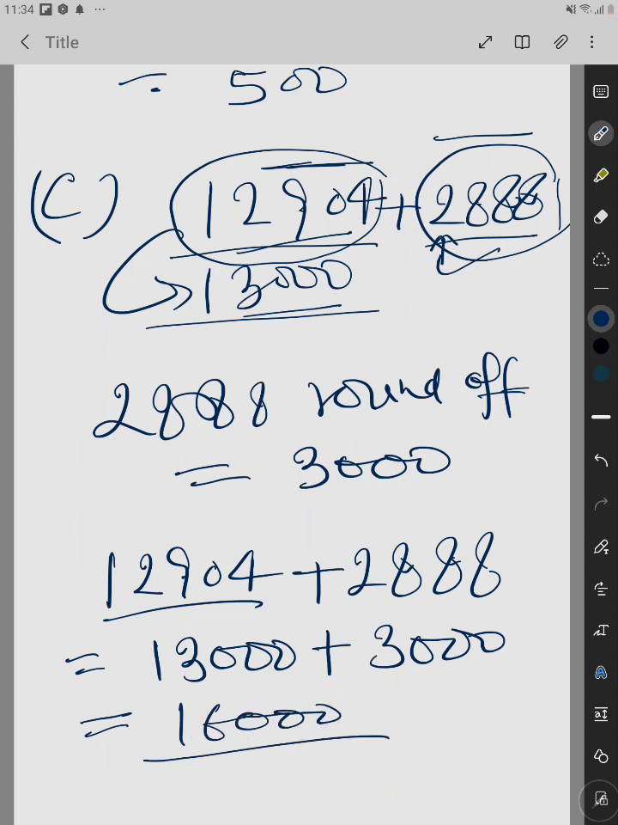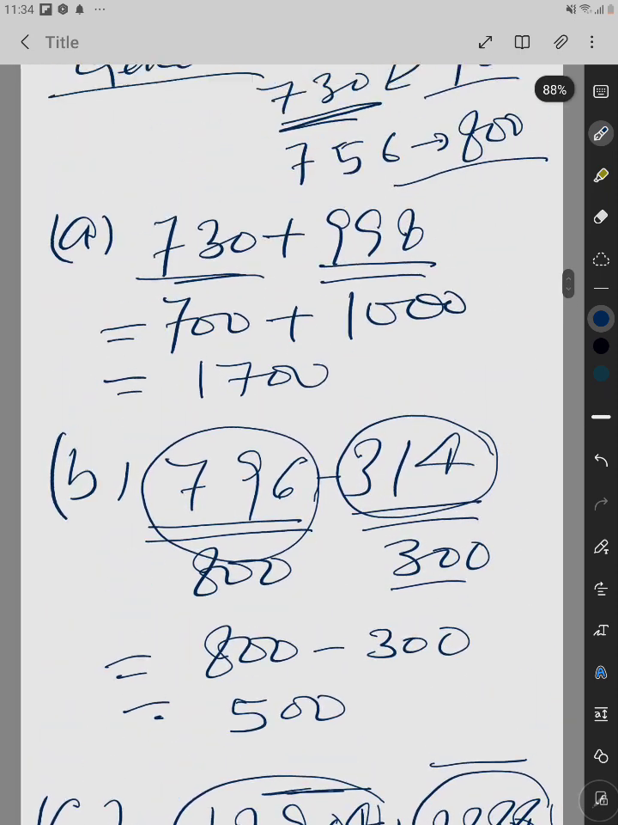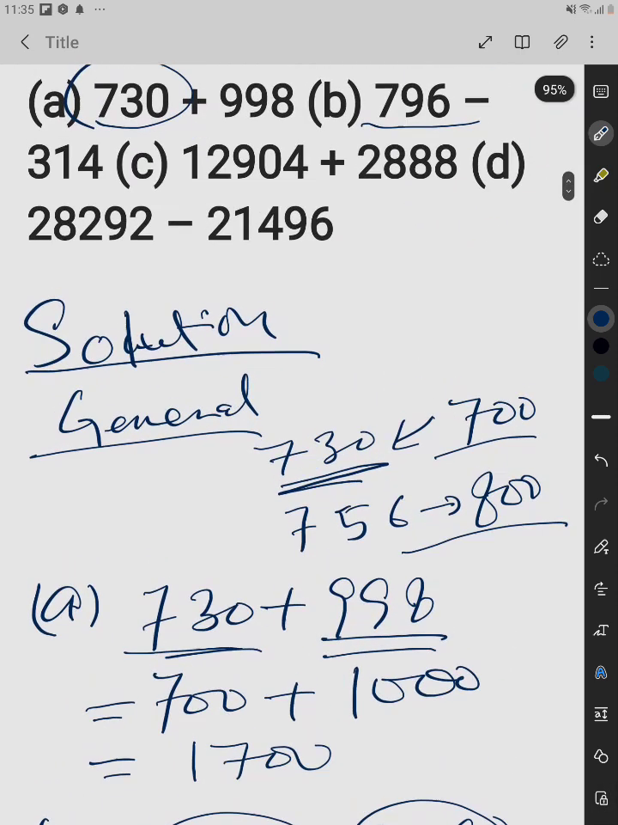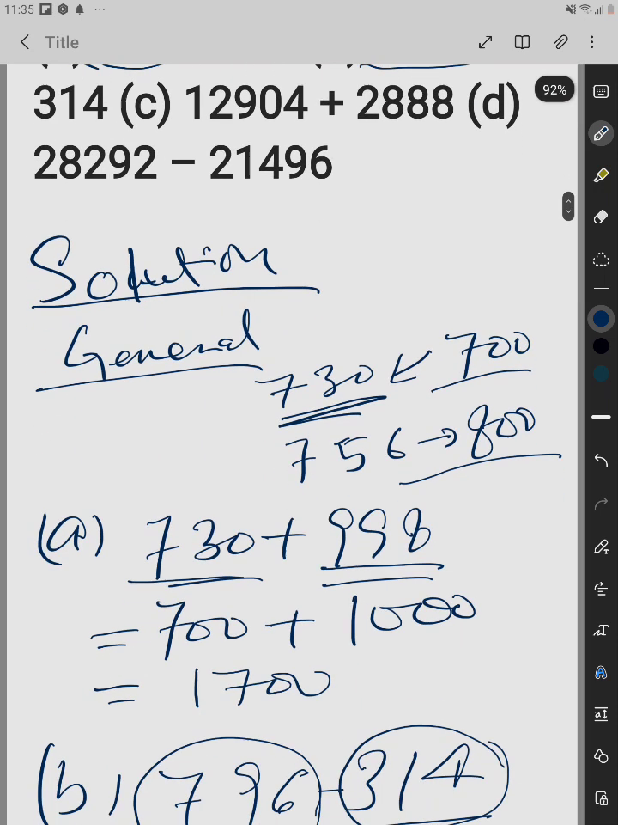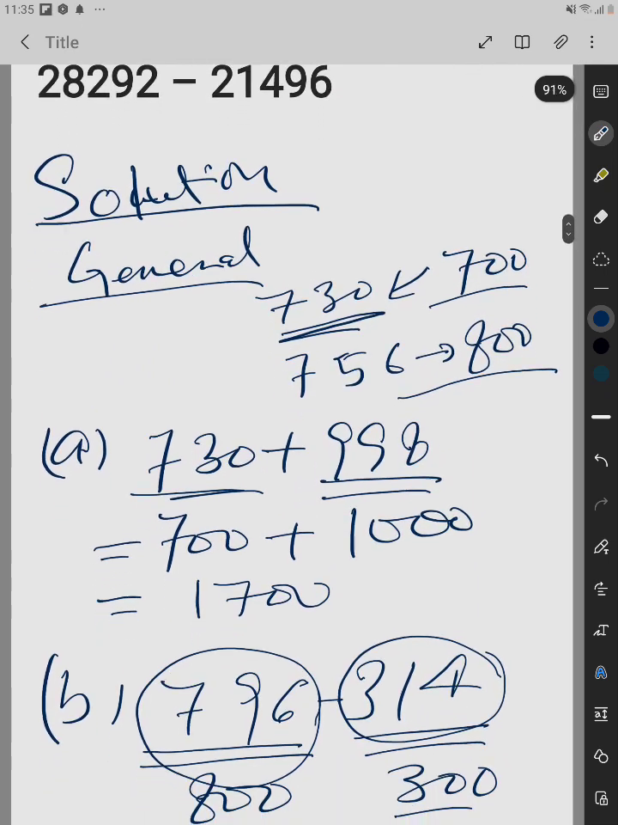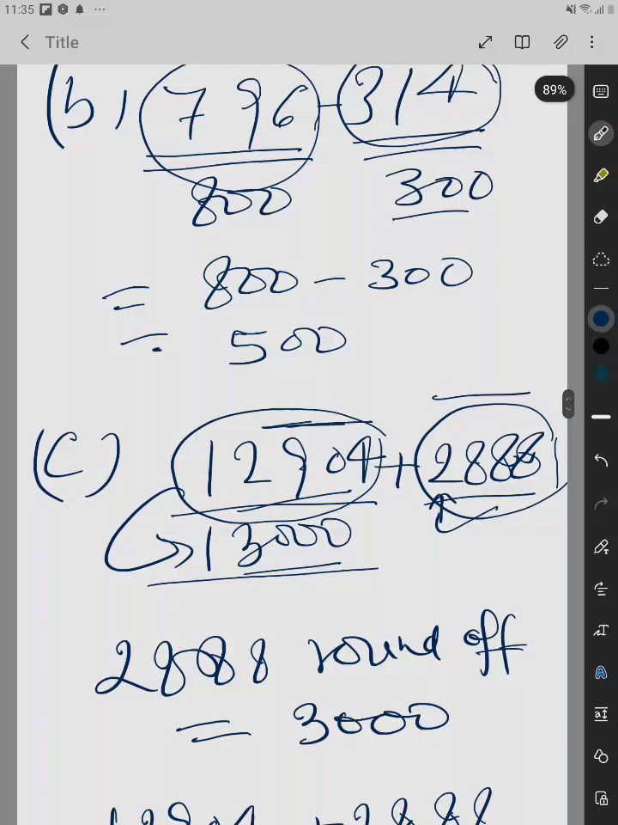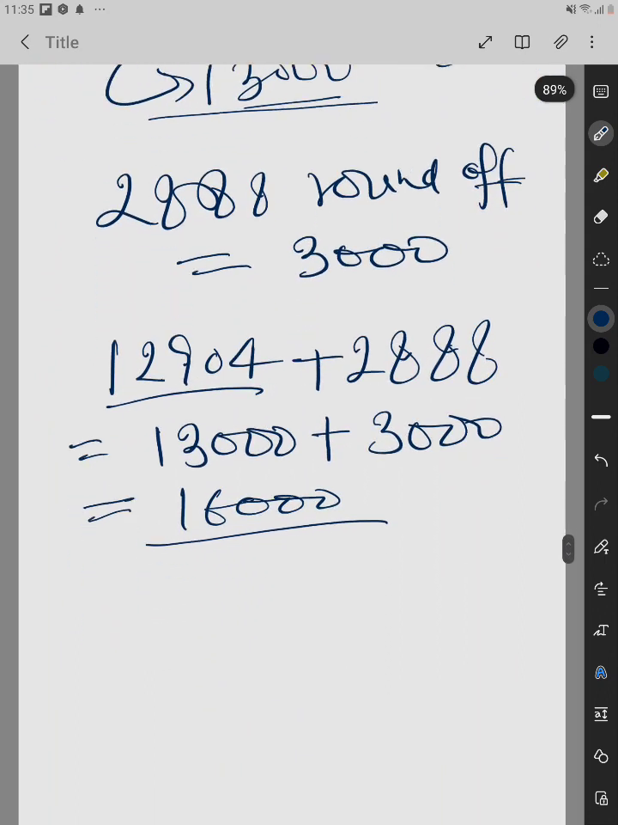Okay, now we have the D part. So what is D? 28292 minus 21496. Okay, so we'll go for the nearest thousand of this also, and it is 28,000 and the other is 21,000. Okay, so let's go here.